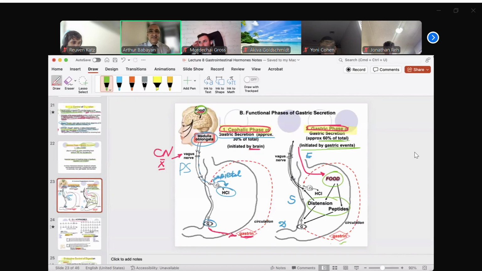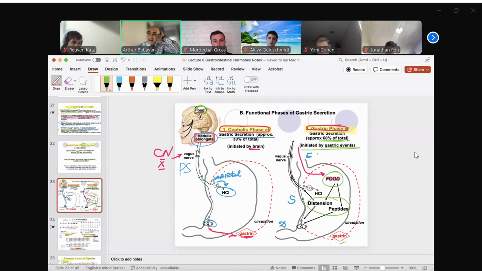First phase is the cephalic phase. You are thinking about the food, activating the medulla oblongata, and parietal cells start to produce, for example, hydrochloric acid. G cells start to produce gastrin. That is via the vagus, the parasympathetic nervous system. Vagus is cranial nerve number 10. That is in the brain, the cephalic phase.